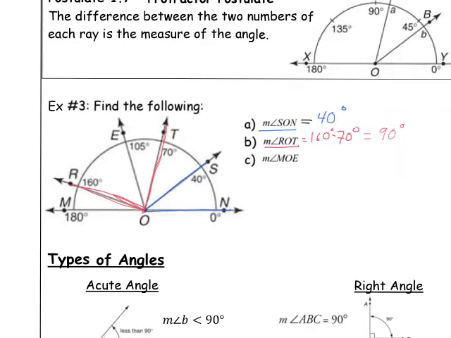And when something's 90 degrees, we can add in this little square, and that's how we say, hey, that angle right there is 90 degrees. It's a right angle. That's how we say that.